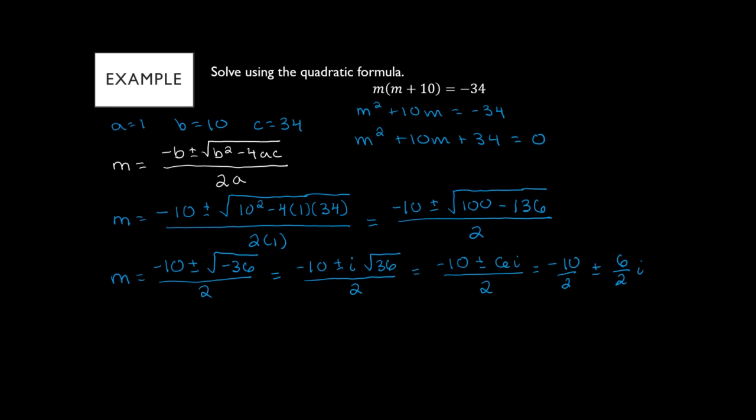So that will make it a lot easier to simplify these. And then I have m equals negative 10 divided by 2, which is negative 5, plus or minus 6 divided by 2, which is 3, and then the i. So our final answers, it's very tedious: -5 plus 3i, and -5 minus 3i.